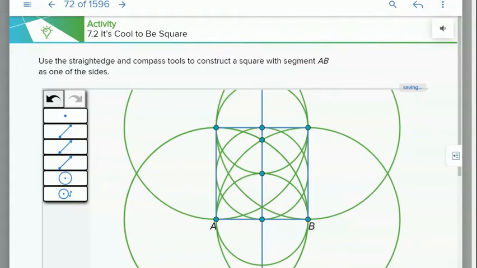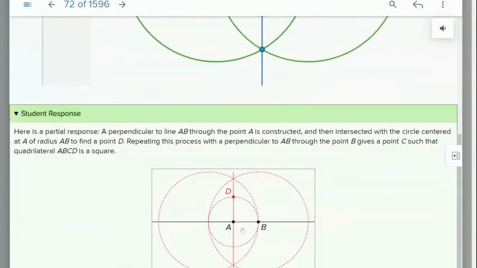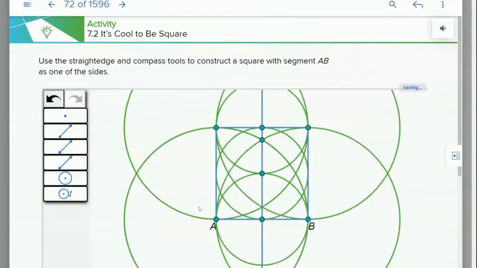All right, and I think that was their hint. So hopefully you follow along with me on that in GeoGebra.